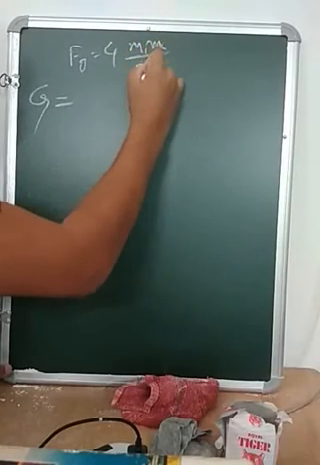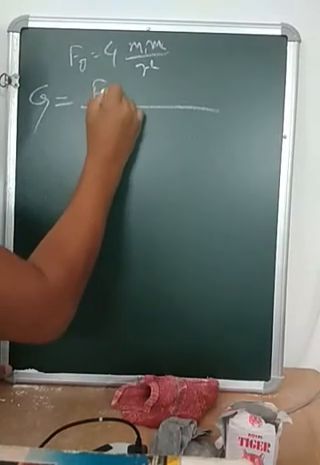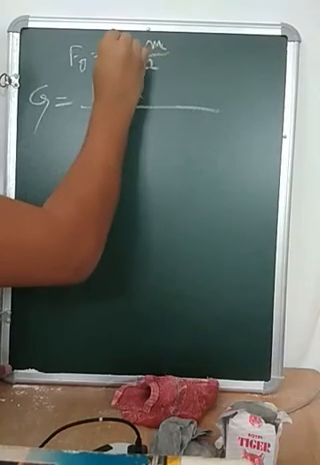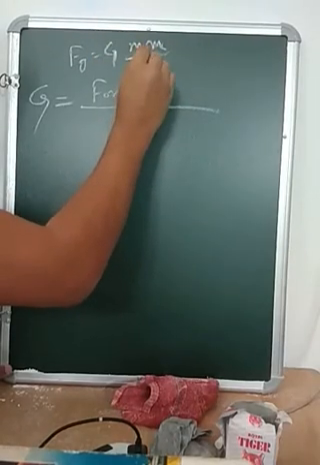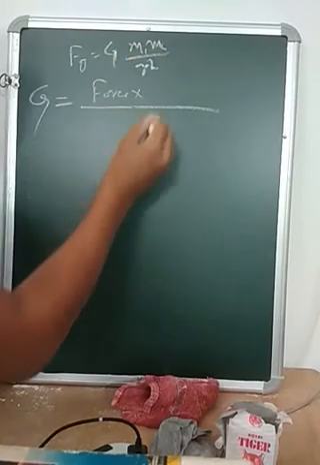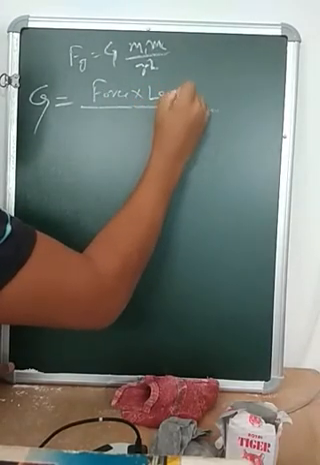F by R. Okay, so G will be how much? Force. From this formula, see, there is r square. If we have to find what is G, we have to put the r term to this side, from the right hand side to the left hand side. Okay, so length square, r square is length square.